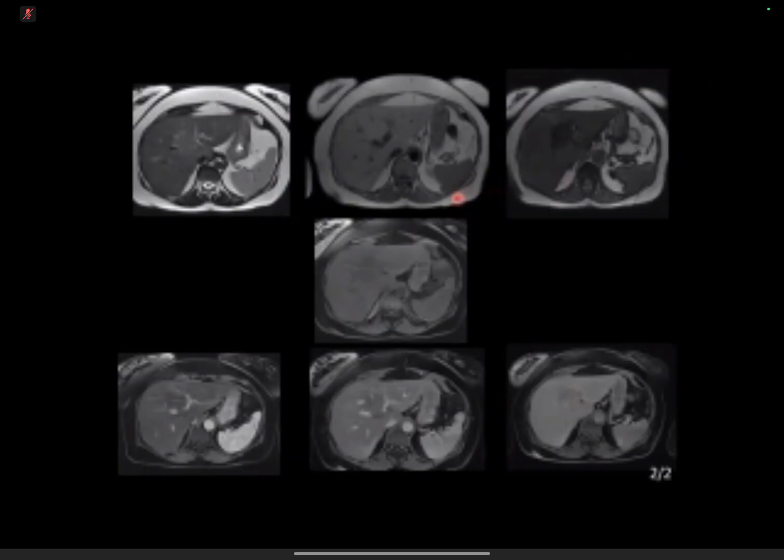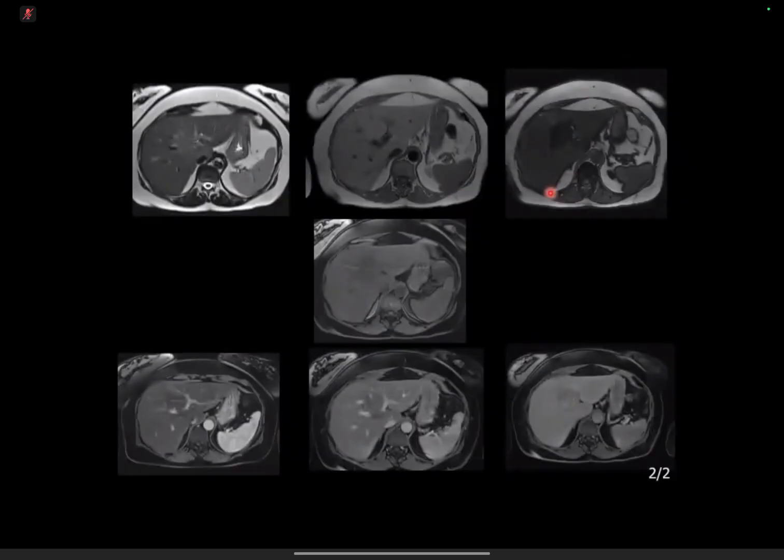So the first one is an in phase, and the next one with the India ink appearance is an out of phase. Okay, good. What is your conclusion? What is your finding? Now we have to crack on, so we'll just go quickly. So the lesion which I saw on the CT, the most striking imaging finding here is that it loses signal on the out of phase imaging, which confirms my diagnosis that this is a fatty area.